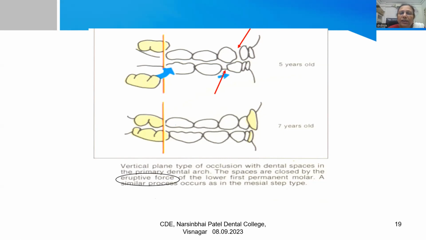The important thing is the spaces are closed by the eruptive forces of the lower first premolar. So the eruptive forces are so important. You know that 6 is causing pressure on the E, and then from the E it is transferred to the D, and both of the teeth are moving forward and it is closed. So how much is the eruptive pressure? I suggest all of you, if you are very familiar with the erupting pattern, you can use this force on a day-to-day basis.